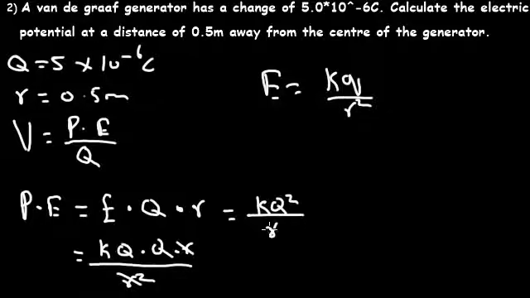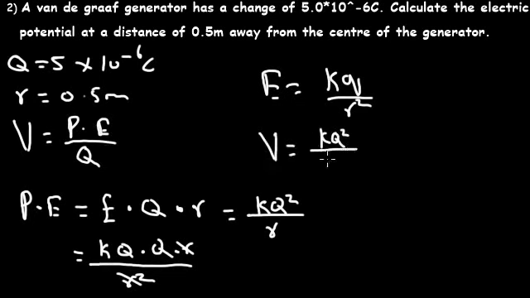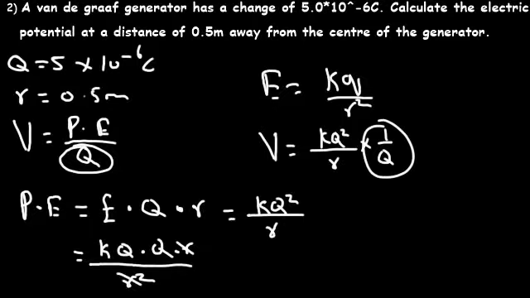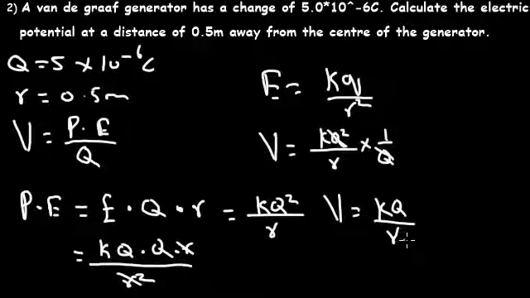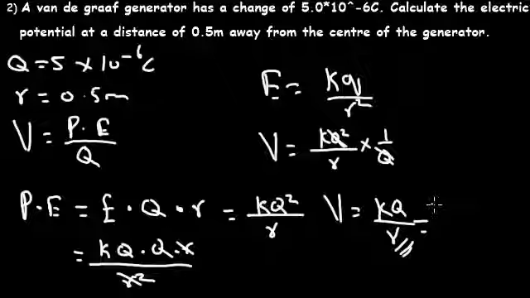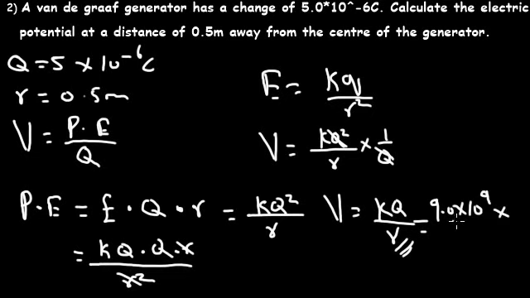Excellent. So now let's find the electric potential. Finally V will be kq squared over r multiplied by 1 over q. For those of you wondering, it is divided by q, and dividing by q is the same thing as multiplying by 1 over q. So the q will reduce and we'll have our electric potential V equal to kq divided by r. So this is our electric potential. We can now plug in our values. The value of k is a constant, remember, 9.0 times 10 to the power of 9. Then the magnitude of the charge is 5 times 10 to the power of negative 6.